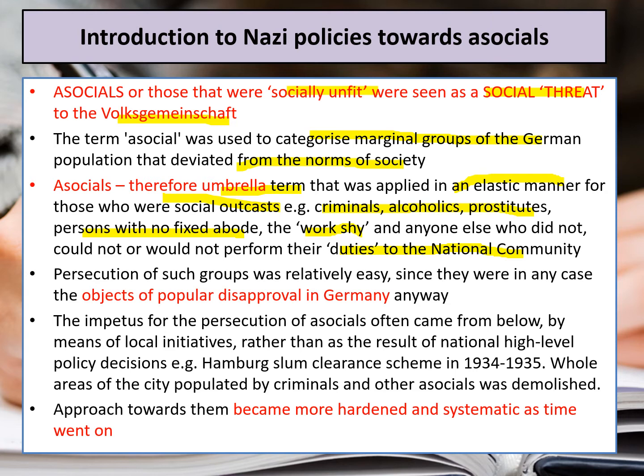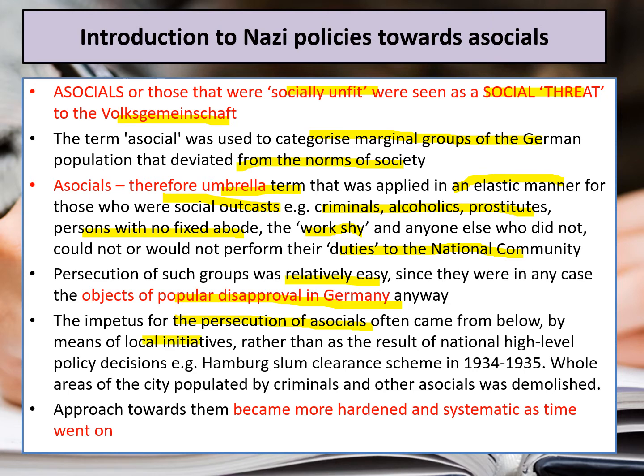Now, generally, these people weren't very popular with ordinary communities in Germany anyway, so persecution of these groups was relatively easy, and the Nazis were confident in their policies. Often, the impetus for this persecution of asocials came from below and wasn't actually something that was brought in by the top levels of Nazi command. Instead, it was often driven by local initiatives rather than being that top level.